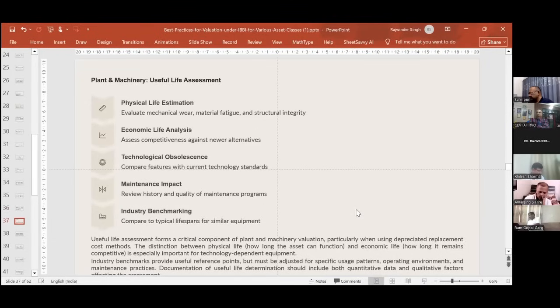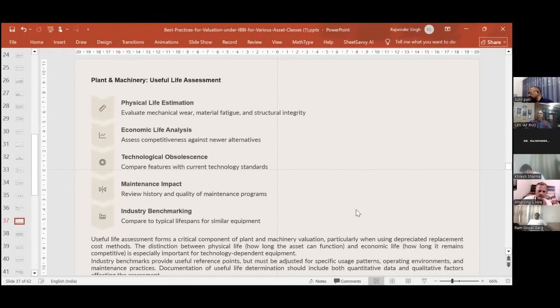So, in the case of plant and machinery, we have to consider physical as well as economic life, but how can you first understand it? For calculating physical life, you must evaluate the mechanical and structural integrity of the plant. For economic life analysis, you must assess its economic life from its competitiveness against newer alternatives.